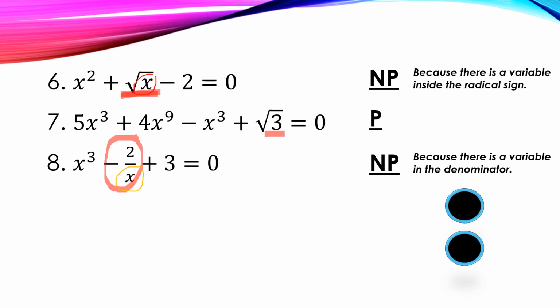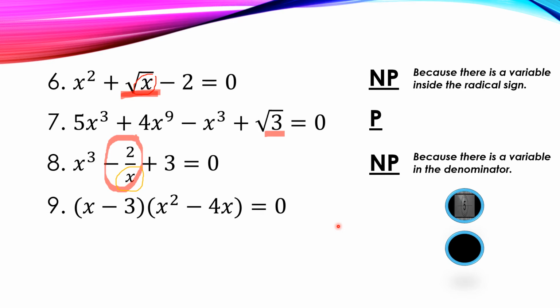Okay, let's proceed to our next equation, number 9. The quantity of x minus 3 times the quantity of x squared minus 4x equals 0. Is it a polynomial equation or not? Your timer starts now. Okay, time's up. The correct answer is polynomial equation.